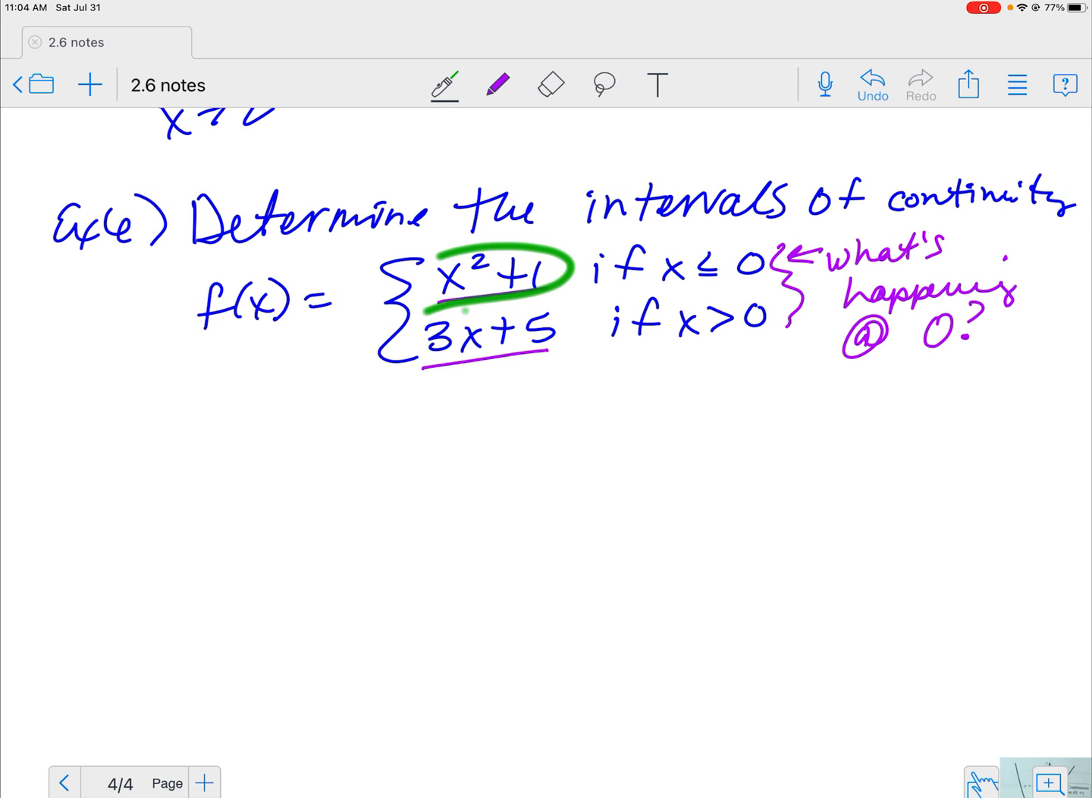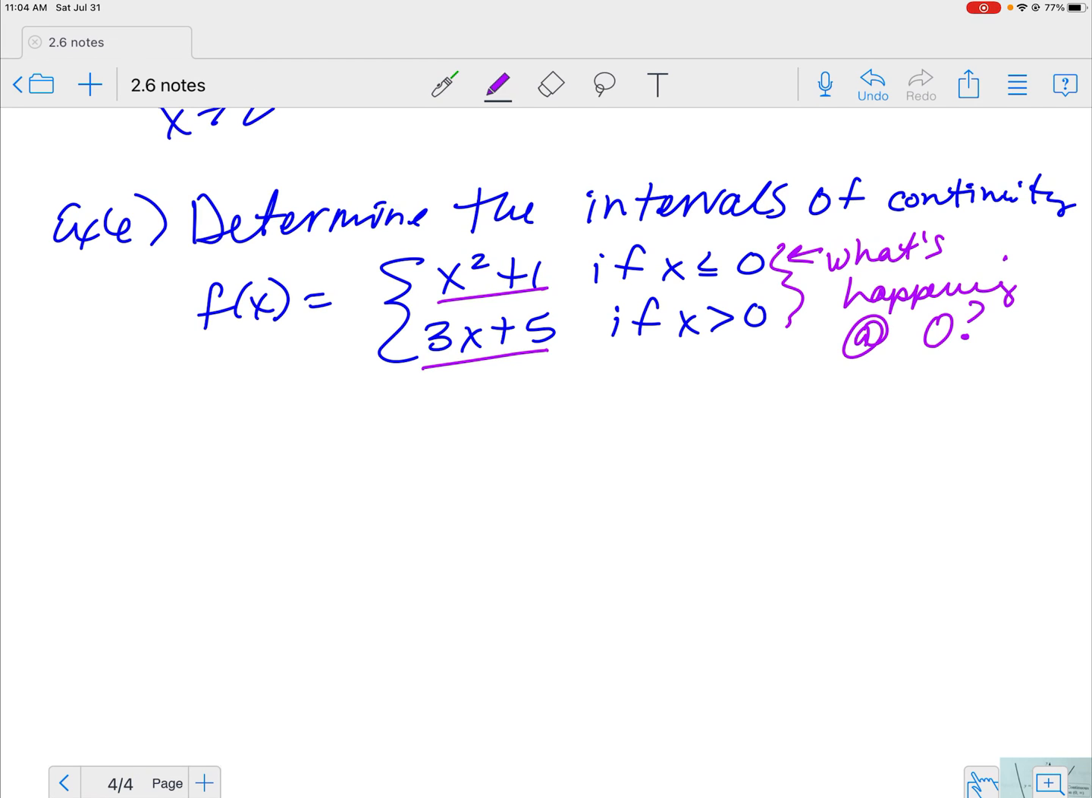I know both of these are continuous and I can plug 0 in and get an actual value here, so we're good there. 0 doesn't get plugged in here because it's greater than. But do these two match up or not? And how do you figure that out? Exactly, with your limits. Do the left limit and the right limit, are they the same? Right? Continuity at a point.